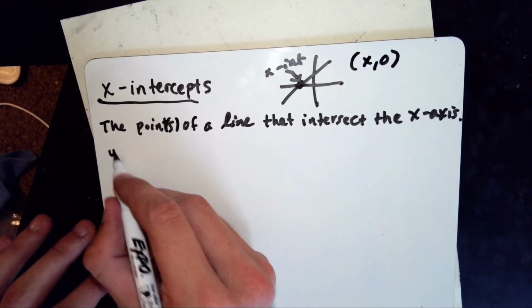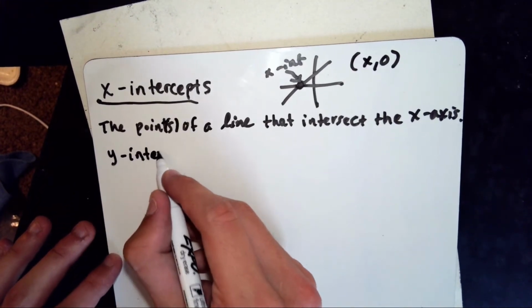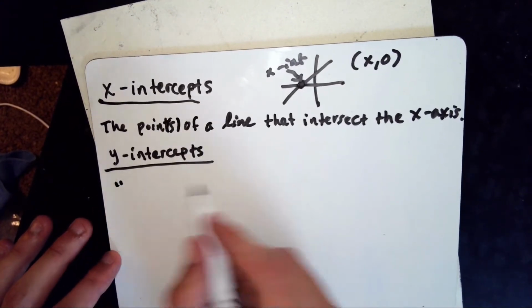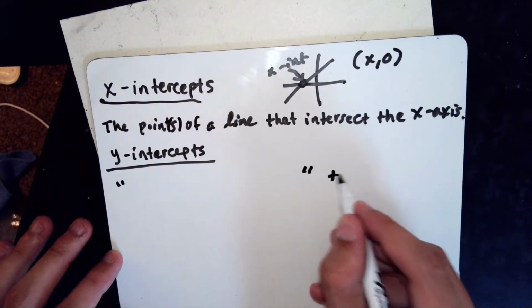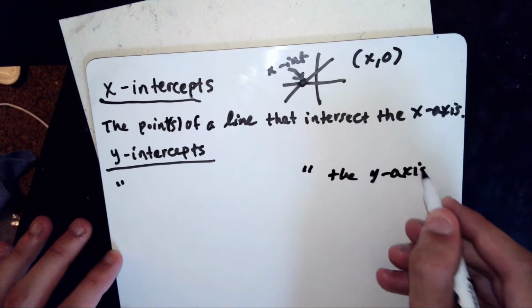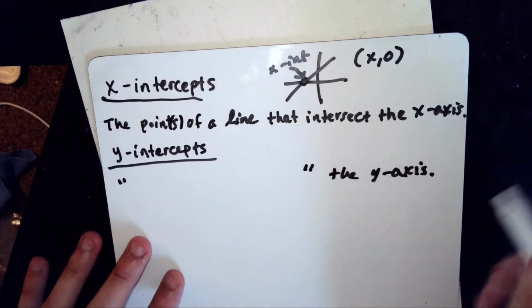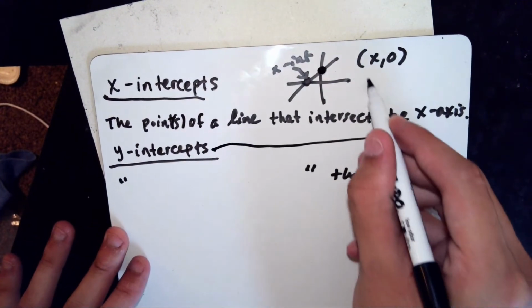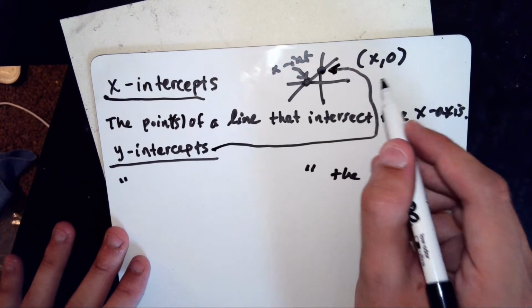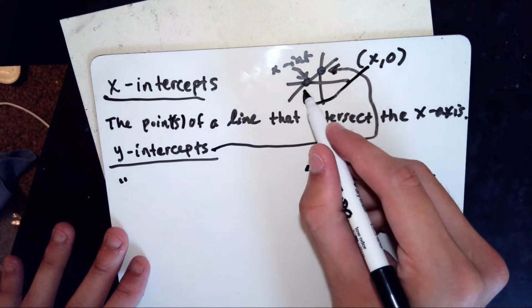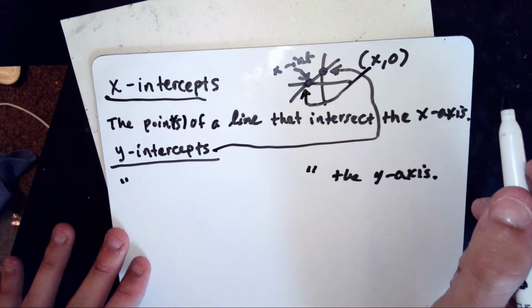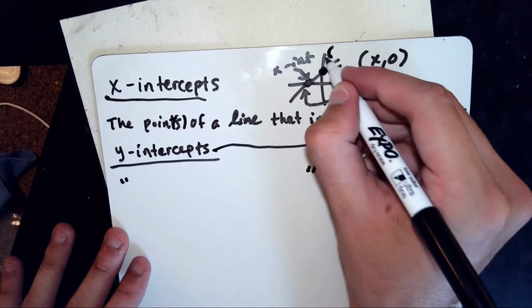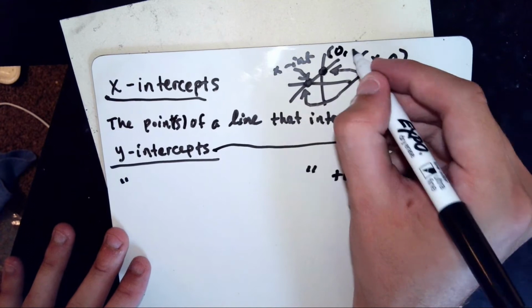Now we've already talked a little bit about y-intercepts in previous videos, and we talked about the slope-intercept form of a line. The y-intercepts have the same logic. It's the points of a line that intersect the y-axis. So with the picture, in the same picture up here, the y-intercept is right there. Probably should have done this a little bit better. But anyway, it's this point right here, and it would have an x-coordinate of 0 and a y-coordinate of whatever this height is here.